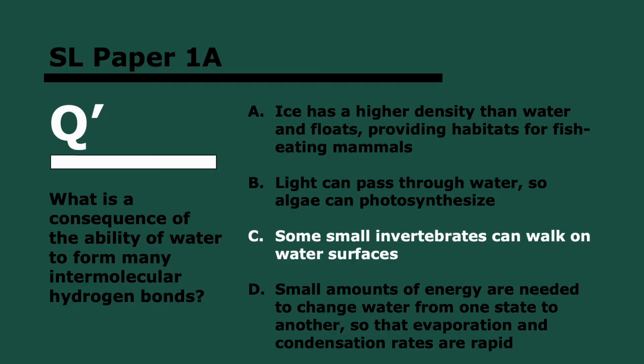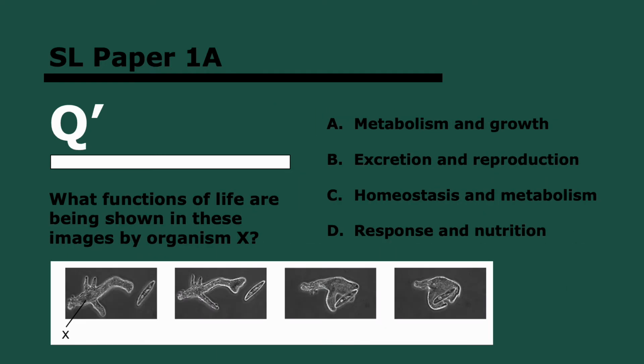In terms of D, small amounts of energy are needed to change water from one state to the other. That is not true. It's the opposite. So a lot of energy is needed to change water from one state to another. And then finally, C is true. Small invertebrates can walk on water surfaces, such as some mosquitoes, and that is because of the intermolecular hydrogen bonds, which form a surface tension in the water, meaning very light animals can walk on it. So hopefully that makes sense. On to the next question.